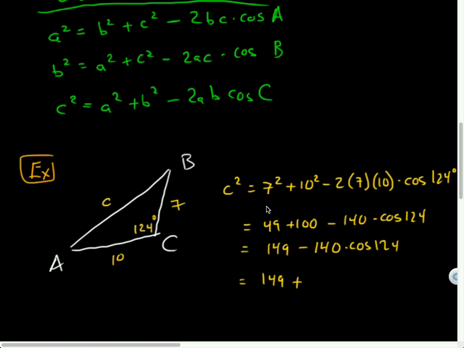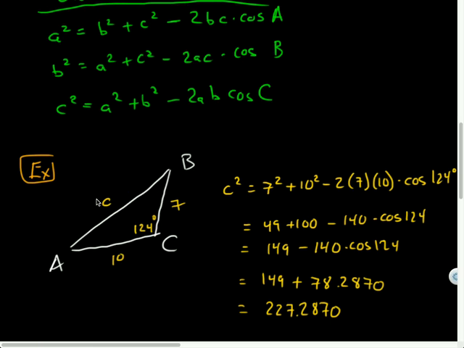And if I multiply that by 140, I get 78.2870. Multiply it by 140 or negative 140, whichever. And I add them up. And I get 227.2870. So is that the length of C?